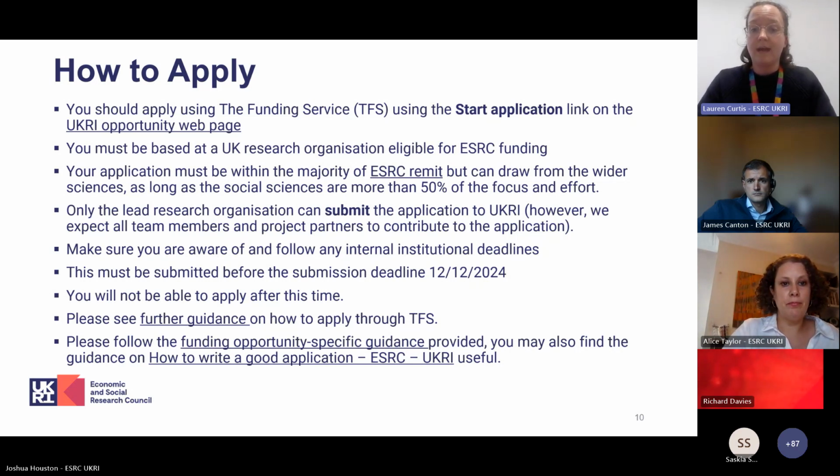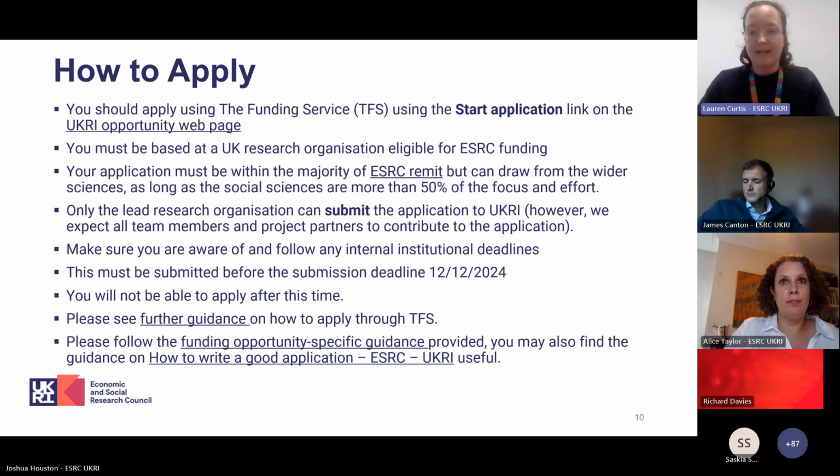Apply using the button at the top of the Opportunity Funding Finder, which takes you through to TFS. Please follow the opportunity specific guidance that is on this webpage. As this is an ESRC project, you must have at least 50% social science in your application. Please note that the lead organisation must be UK-based and eligible for ESRC funding.